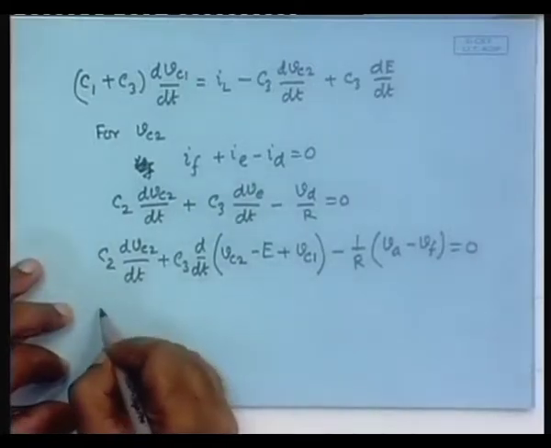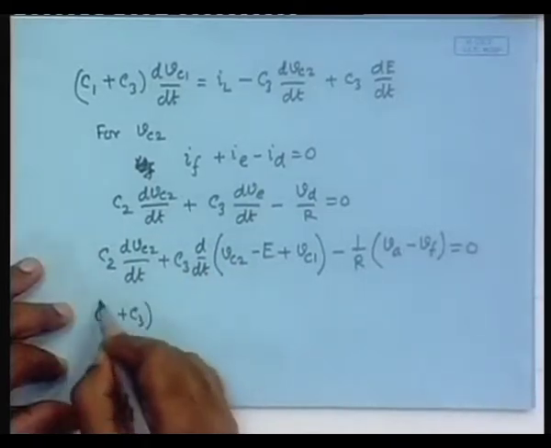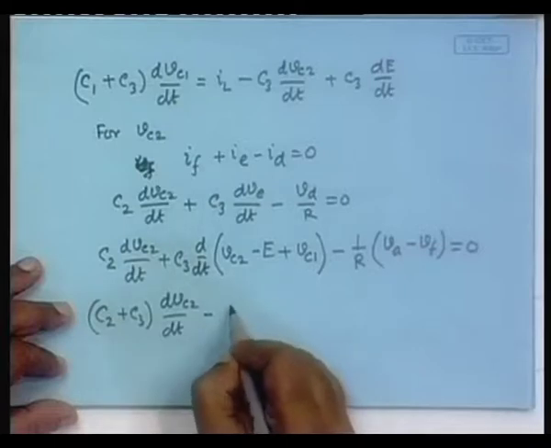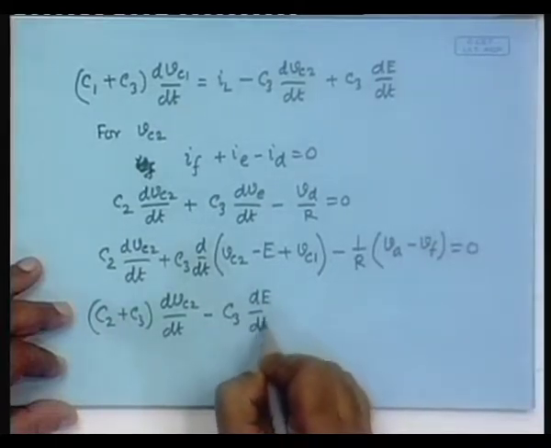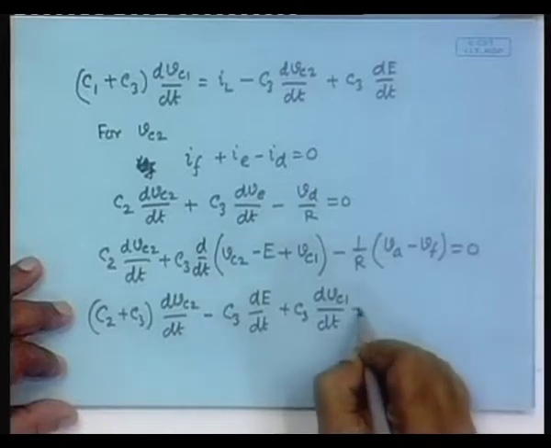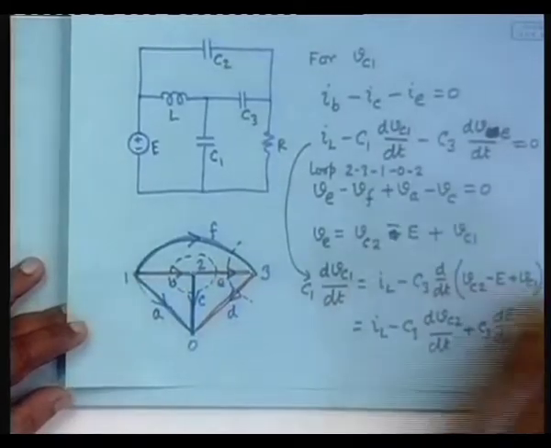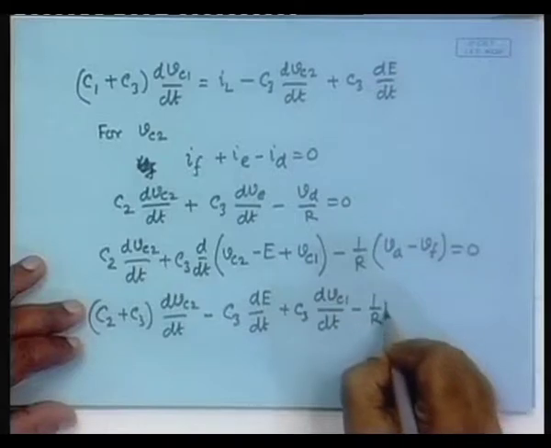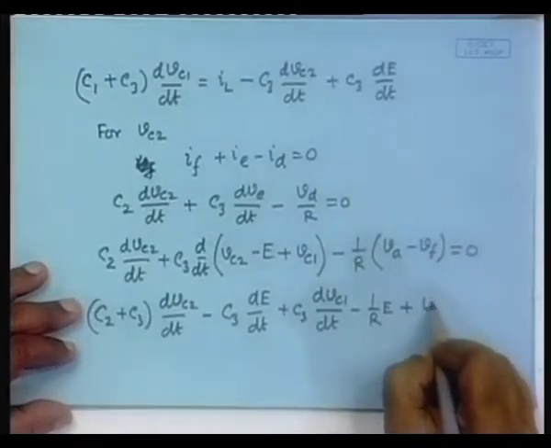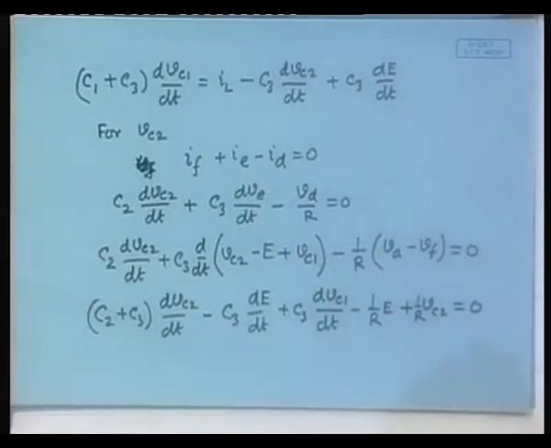Fine. Now expand it, this appears twice, so C2 plus C3 dVC2/dt minus C3 dE/dt plus C3 dVC1/dt minus this 1 by R, VA is E, right, E plus VF is VC2. Okay.